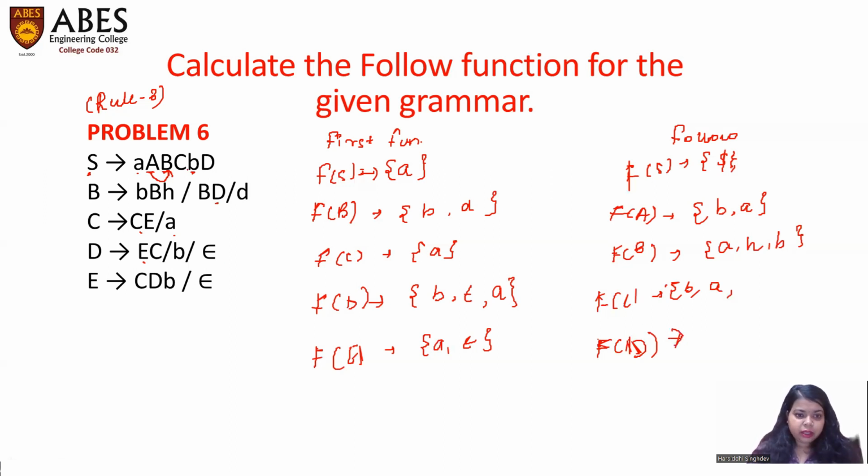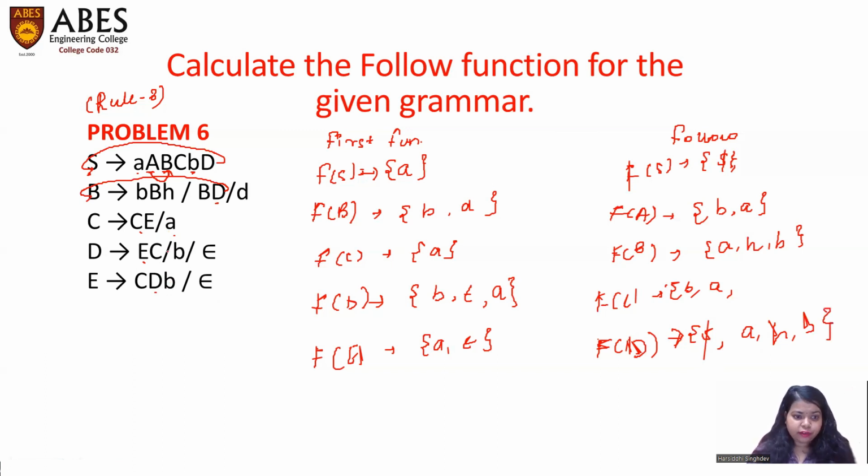Where D is coming? D is here, that is in the last, we do not have any symbol. So follow of D will be what? Follow of S. So simply we can write here first symbol is dollar. Now see here after D nothing is coming. So follow of D will be what? Follow of B. So follow of B contain a, h, and b. Now is there any production which contain D? Here after D, we are getting what? Small b. Small b is already included. This is the follow of D.